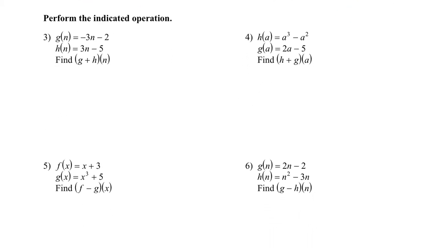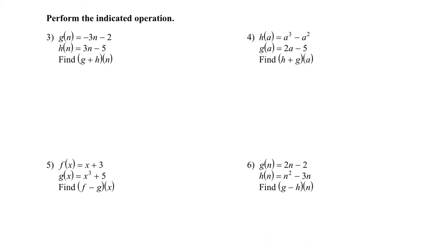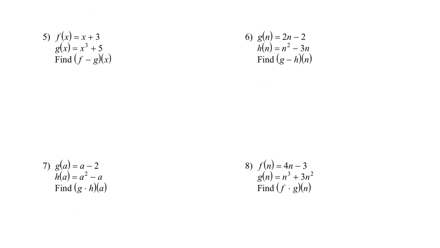Then numbers 3 and 4, you perform the indicated operation. So you just look at what operation it tells you to do, and that's what you do. So g plus h simply takes the g function, and you add the h function. Okay, combine like terms, simplify, and you're done. Same with number 4.